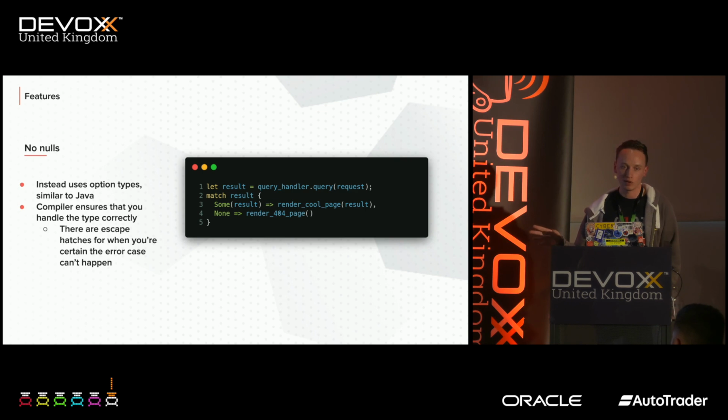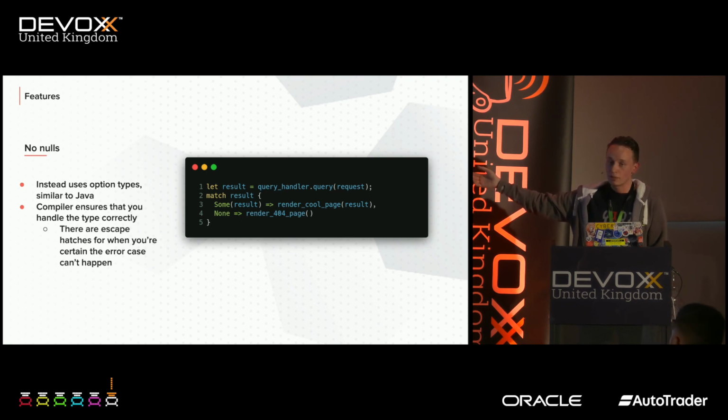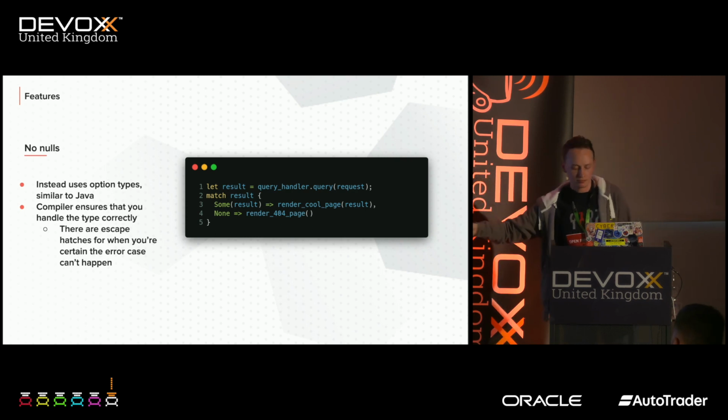Rust does away with that whole problem, and instead it embeds the idea of something being or not being there in the type system. So this is an option type. Anyone from Java will know what an option type is, right? But we match it with our pattern matching, so we can make very simple readable code like this and say, okay, we're making a query to the database, and we're going to match on the result. If there is some result, then we'll render our cool page. If there is no result, then we'll render a 404 page.